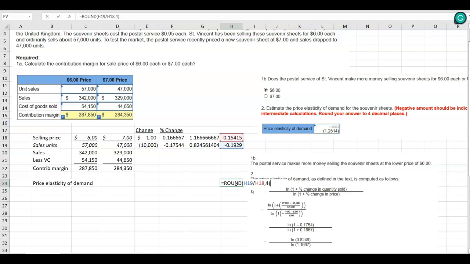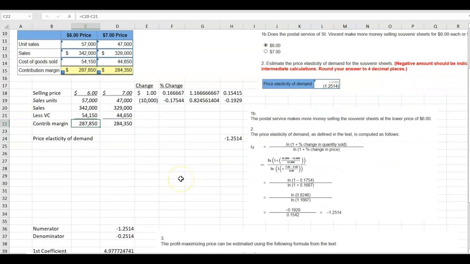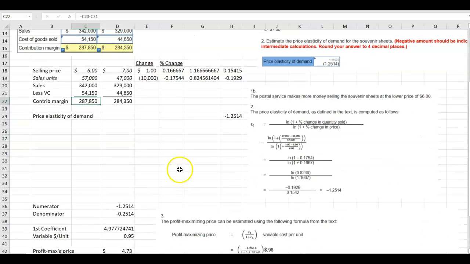So we divide one by the other. Now I am rounding it to 4 decimal places. You can see I'm using the rounding function here. Okay, and I get a price elasticity of demand of negative 1.2514. Goes right there. Okay. Oh, they did ask, do you make more money at $6 or $7? Well, we can see we made more at 6. Okay, so now we've calculated the price elasticity of demand.